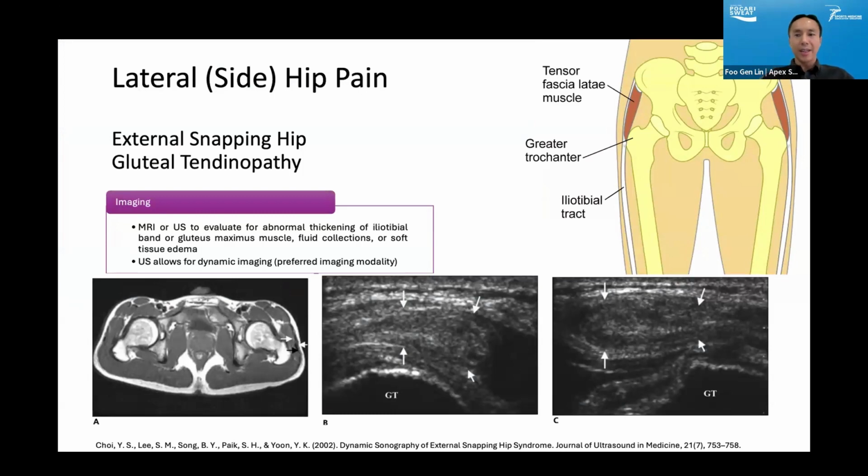So lateral side hip pain can be due to gluteal tendinopathy, as Gordon explained a bit more earlier on. It could also be due to external snapping hip. And it is actually quite common to get external snapping hip that is not painful. I don't offer surgery for these patients because it's not painful.